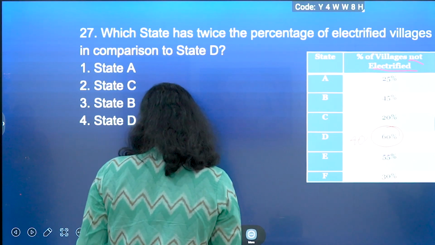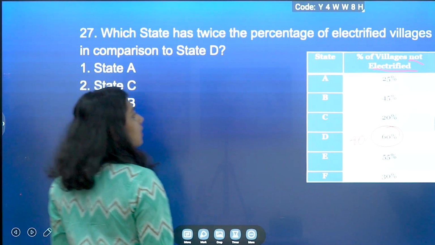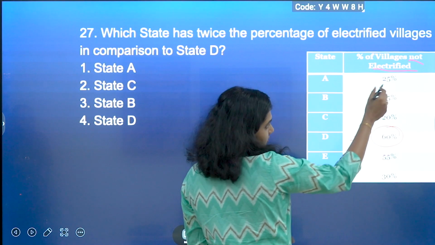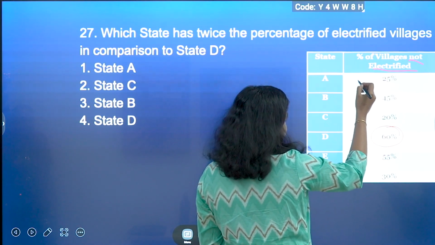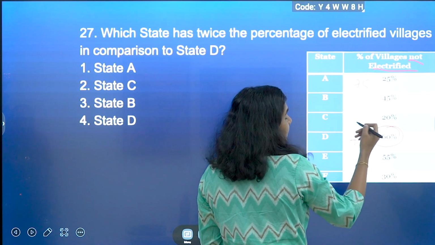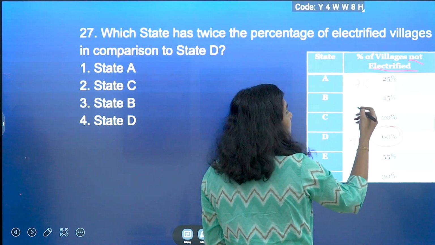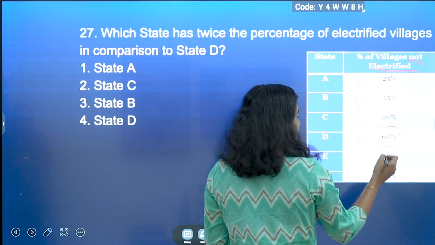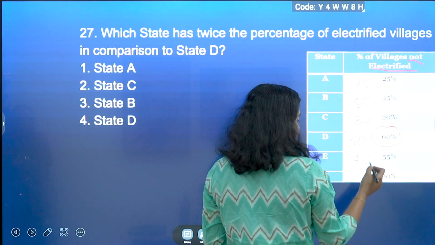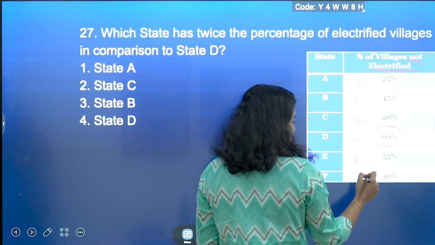Now, find out the electrified villages of other states. In A it will be 75. We have already found that in the previous question. Here it is 55, here it is 80, here it is 45, and for F it is 70.